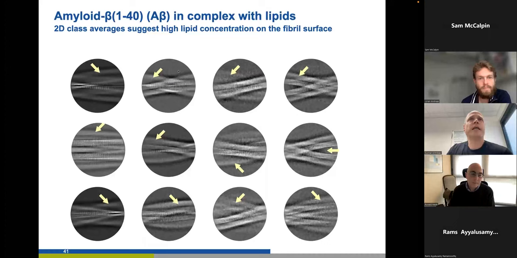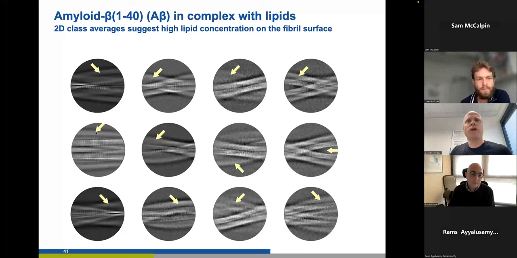Those are some 2D class averages from these fibrils, and you see some where you see this cross-beta pattern. This is the 4.7 angstrom pattern that comes from the cross-beta, and then there's other density outside here that is more smeared out and doesn't have this 4.7 angstrom pattern, and this comes from the lipids.